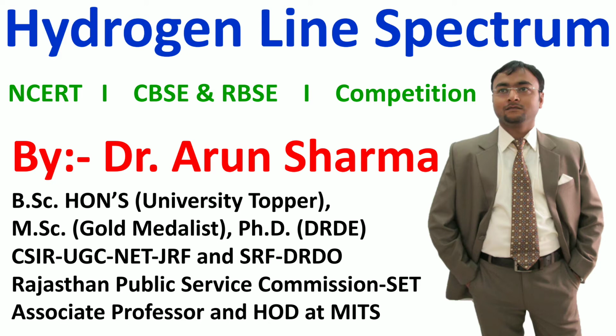In this video, I will explain the hydrogen line spectrum. When an electric discharge is passed through gaseous hydrogen, the hydrogen molecules dissociate and the energetically excited hydrogen atoms produced emit electromagnetic radiation of discrete frequencies. The hydrogen spectrum consists of several series of lines named after their discoverers like Lyman, Balmer, Paschen, Brackett and Pfund.